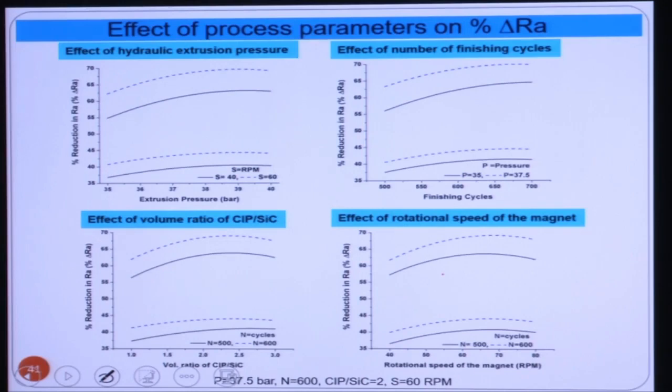It will give the percentage reduction in Ra. With the increasing pressure, percentage delta Ra increases and it reaches an optimum value. After that, it stalls. With the finishing cycle also, you can see initially there is a high improvement in surface finish, but after some time, when the finishing cycle increases, it stalls.